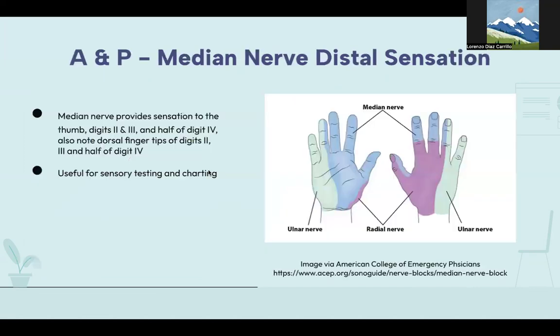But speaking about sensations, here's that little slide or imagery that I was talking about earlier. You can see that the median nerve itself provides sensation to the thumb, the second digit, the third digit, and half of the fourth. And you can see on the other side in the image, it has a bit of the dorsal aspect of those fingers as well. I think the image does a really good job.